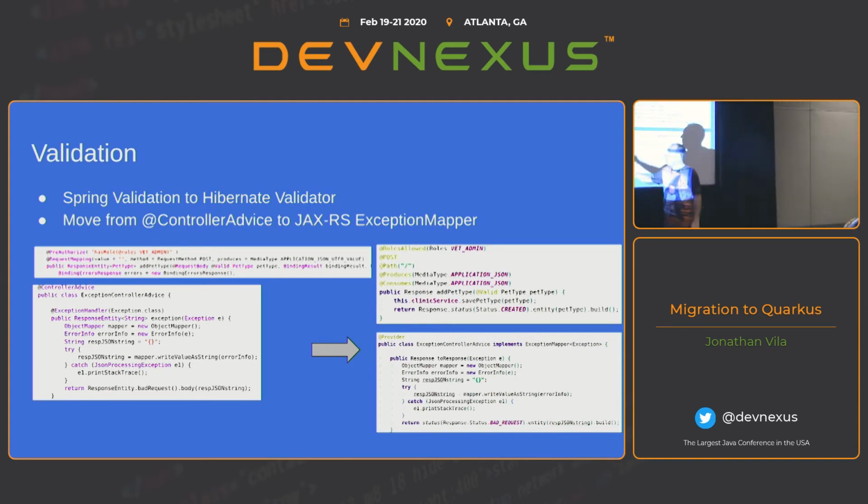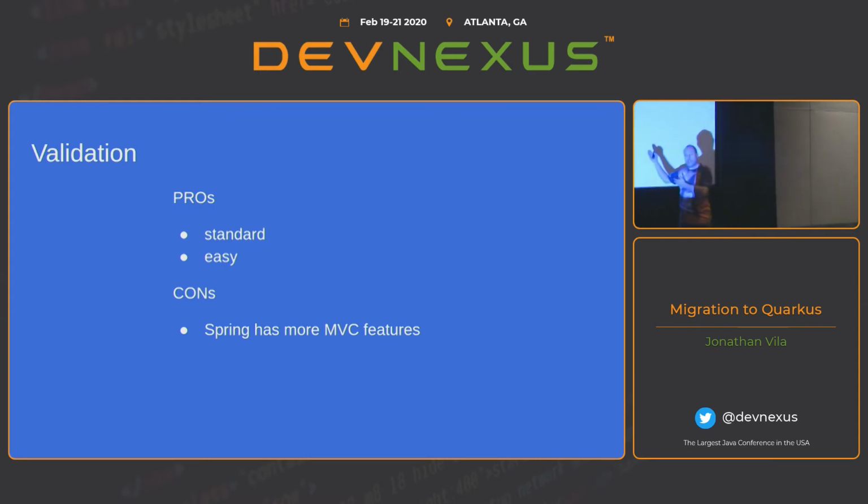Validation. We come from the controller advice, and we go to an implementation of an exception mapper. More or less, the change is, well, it's not hard to do the change, and the logic behind is super similar. And we are also based on the valid annotation and the annotations to create the constraints for each field. The only con that I found is that it seems that Spring in some cases has more MVC features, but well, I didn't miss them in this project.